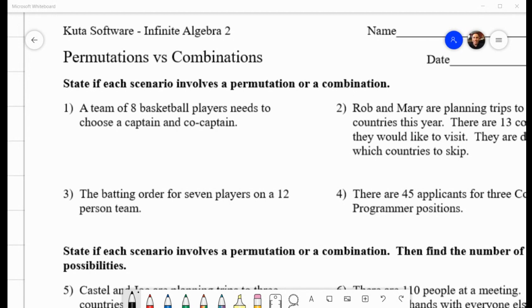The first person they choose might be the captain, and then they'll choose the co-captain. They're choosing different people for different roles. It's kind of like that other one I think we did with an election, if I remember correctly. There was a president, vice president, I think a secretary, but we saw that order mattered there. So here, order does matter. And because the order matters, it's a permutation. Number 1. Let me write that down. Nope. There we go.